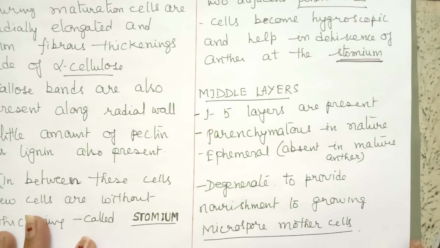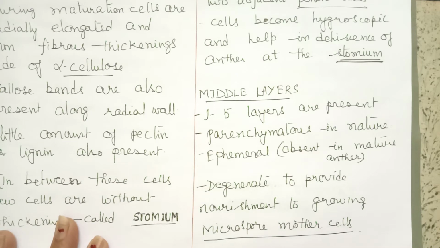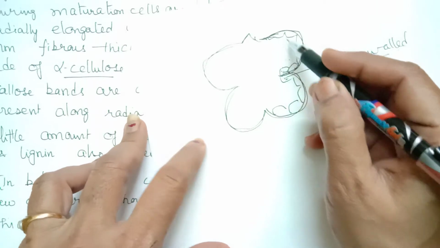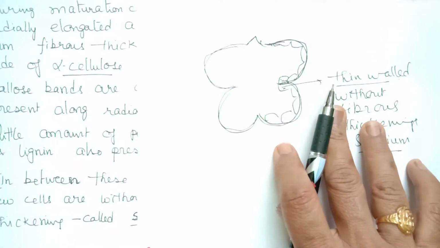They degenerate very soon and they provide nutrition. So immediately inside the endothecium, there are about 1 to 4 layers of middle layers. Suppose this is a middle layer. Middle layers also we find.